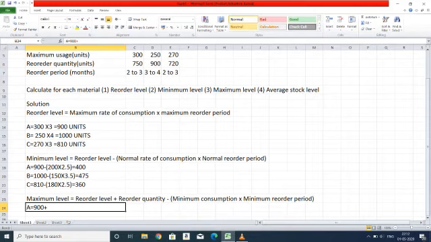So 900 plus 750 minus their minimum consumption 100 into their minimum reorder period 2, that is equal to 1450.